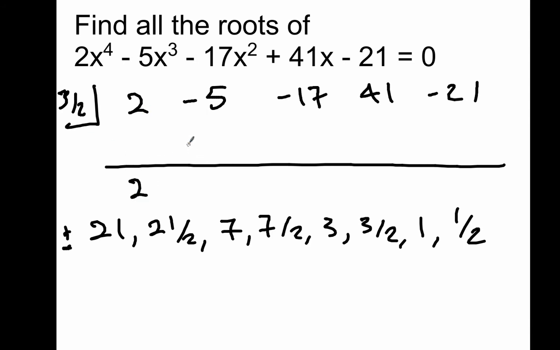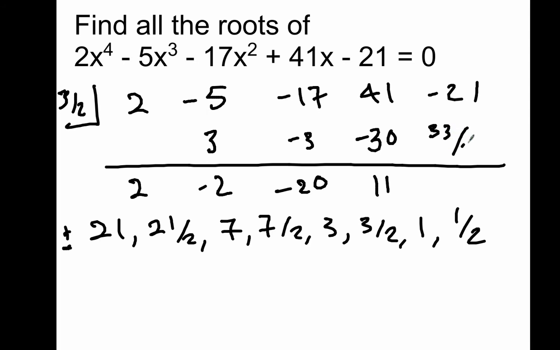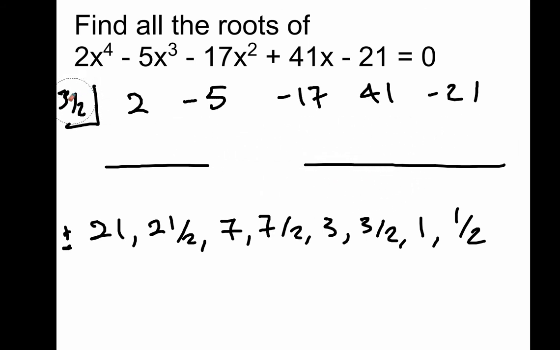Bring down the 2. 3 times 3 over 2 is 3. We're at negative 2. 3 over 2 times negative 2 is negative 3. So we're now at negative 20. 3 over 2 times negative 20 is negative 30. Add those together and you get 11. 3 over 2 times 11 is 33 over 2, which is not a positive 21. But some things to note. This is relatively close to 21. 33 over 2 is 16 and a half. So it was closer than the last guess that we tried. So we've eliminated a couple. 3 over 2 is not going to work. 3 is not going to work.